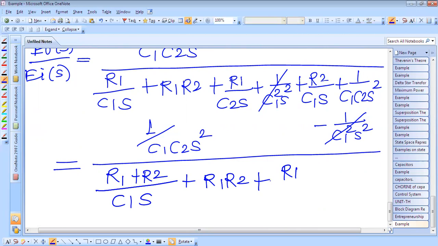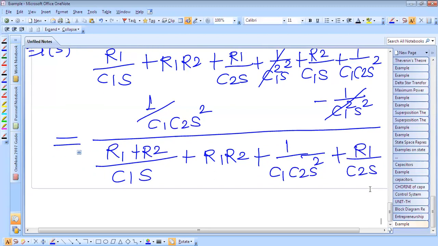So this R1 R2 by C1 S square plus this R1 R2, and this is 1 over C1 C2 S square plus R1 C2 S. Okay, so these terms remain there.